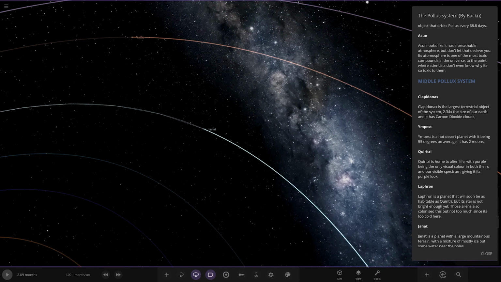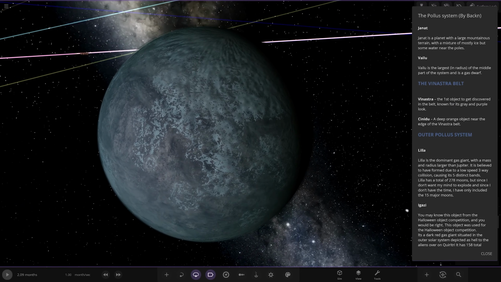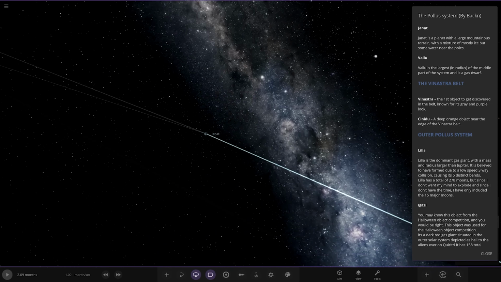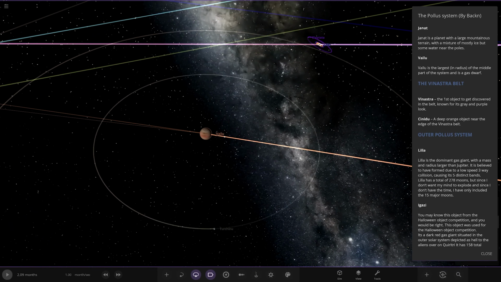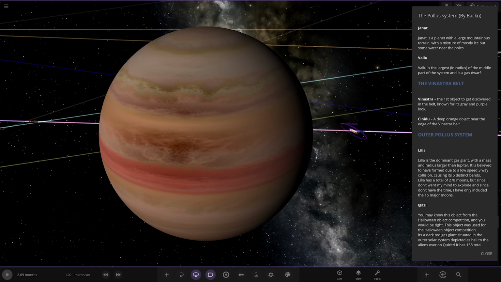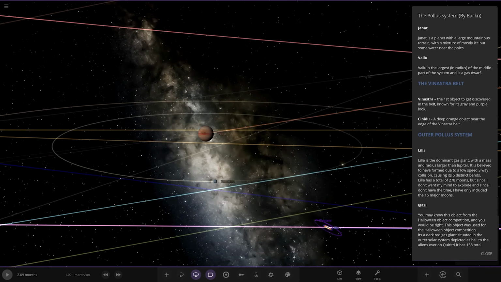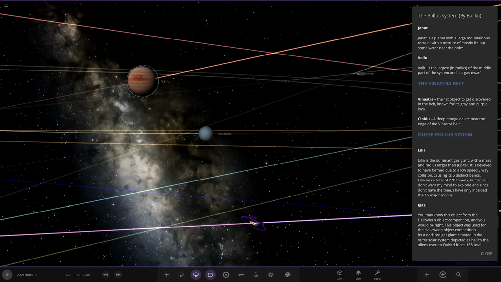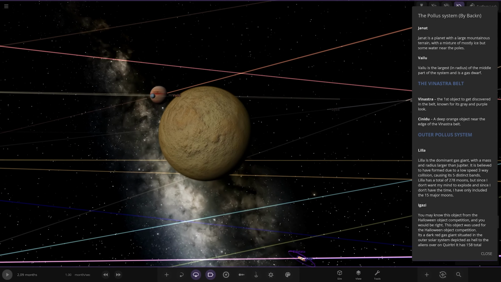Next up, we've got Janet over here. "Janet is a planet of a large mountainous terrain with a mixture of mostly ice and some water near the poles." Looking good. Okay. Then we have Valu. "It's the largest in radius in the middle part of the system. It is a gas dwarf." Alrighty. Very nice. We got this one over here as well. Looking good. Okay. We got the second moon as well.